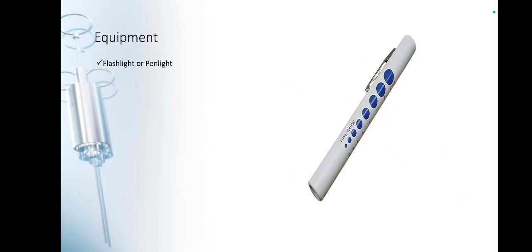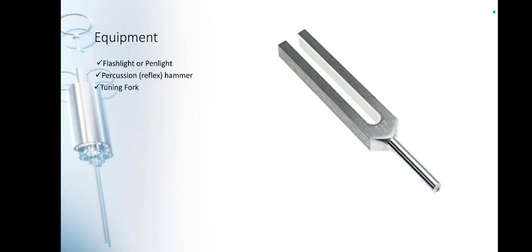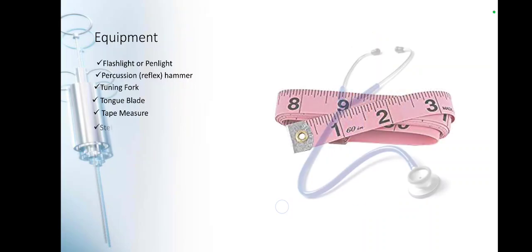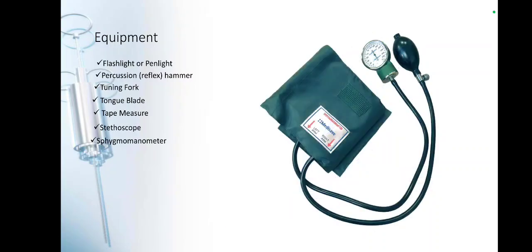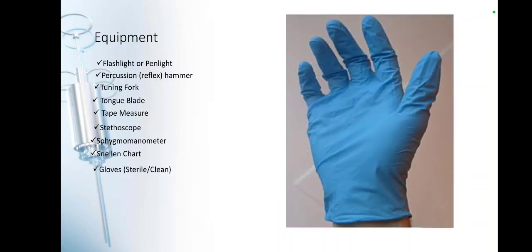Now, for your equipment, some basic equipment tools for your head-to-toe assessment may include your flashlight or pen light. We have your percussion or reflex hammer. We have your tuning fork. We have your tongue blade. We have your tape measure. We have your stethoscope. We have your sphygmomanometer. We have your Snellen chart. We have your gloves, either sterile or clean, depending on the interventions or care that you have to give.